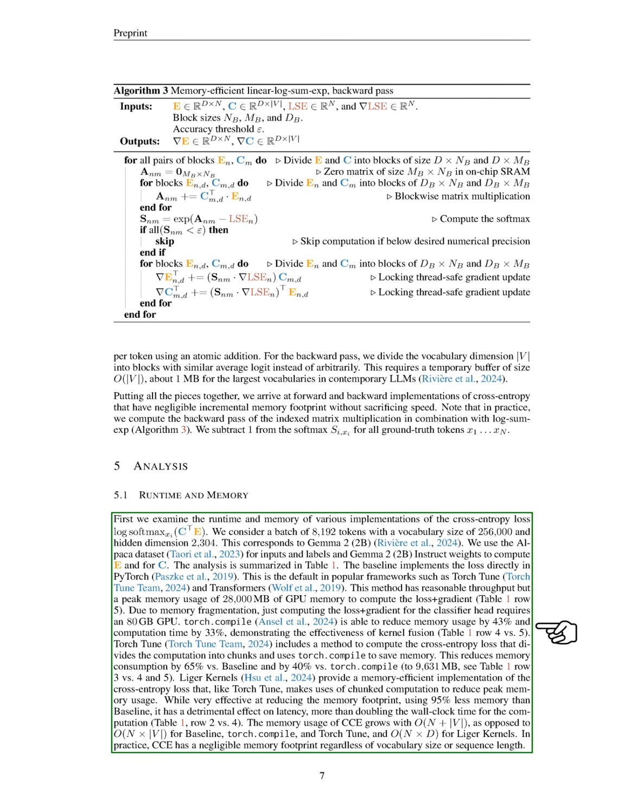Liger kernels provide a memory-efficient implementation that also uses chunked computation, achieving a 95% reduction in memory usage compared to the baseline. However, this comes at the cost of increased latency, more than doubling the computation time. We note that the memory usage of CCE grows with the sum of the number of tokens and the vocabulary size, while the baseline and other methods grow with the product of these two factors. In practice, CCE maintains a minimal memory footprint regardless of vocabulary size or sequence length.